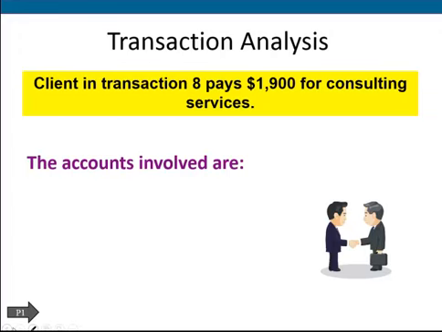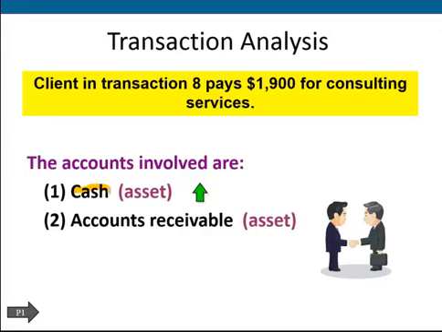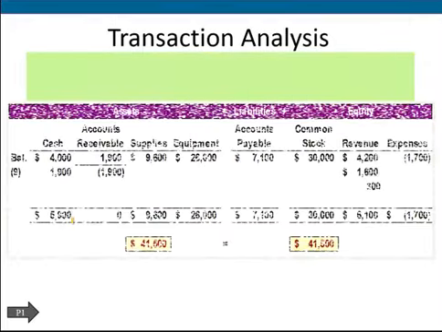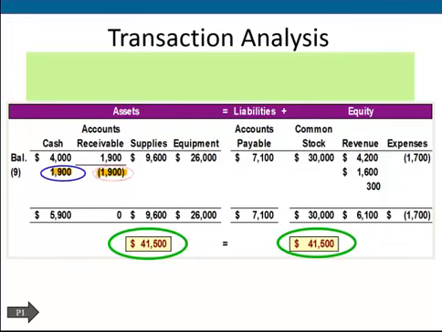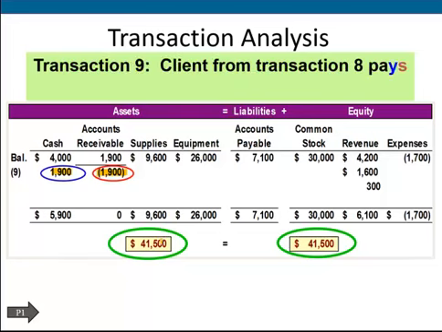If the client in transaction 8 pays $1,900 10 days after the customer has been billed, then what happens? Well, now the customer decided to pay. That's great. Then cash will be received, and that's an asset. Now the amount the customer owed, the amount that was promised to be received later, that's going to go down because they paid it off. So $1,900 in cash going up, $1,900 in the amount the customers owe the company go down. And we're still in balance.